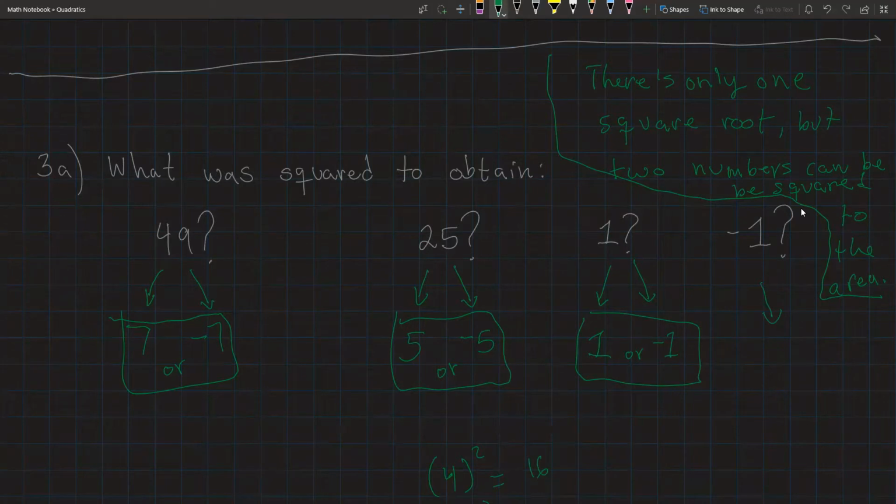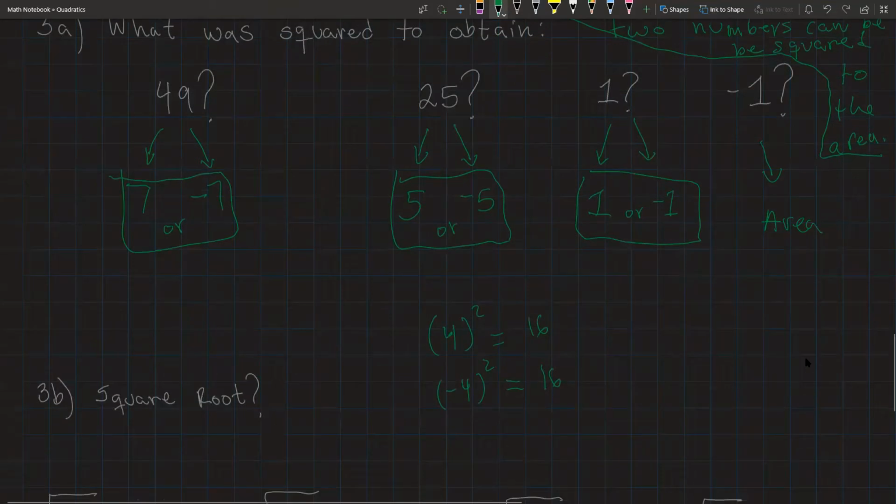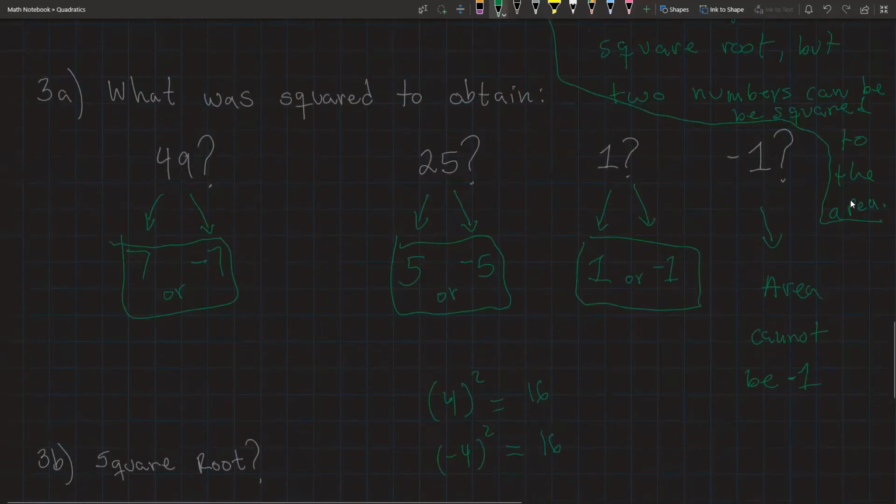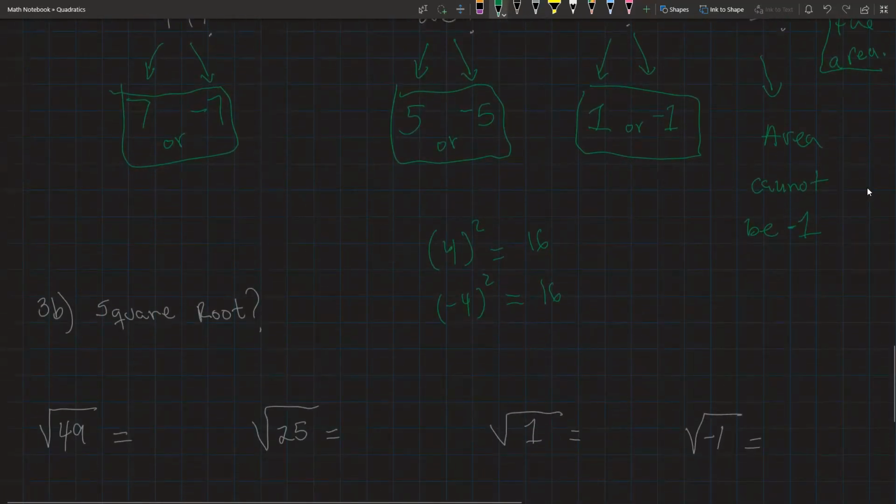I don't want to answer that yet because it's a controversial answer at this point. But just think about it. Area cannot be -1. That's what that is implying. Area cannot be -1. So we will say there's no answer to that one in the real world. Let's just say that right now. Let's say no solution for this one. No solution in the real world.